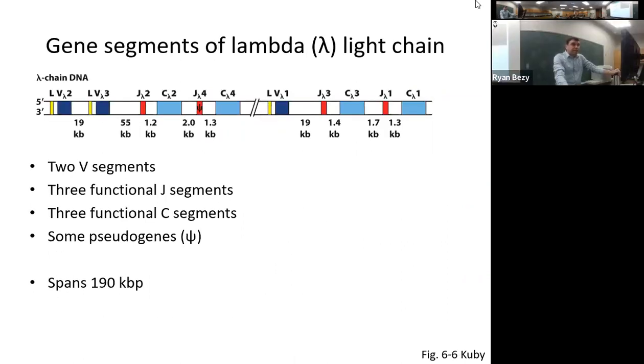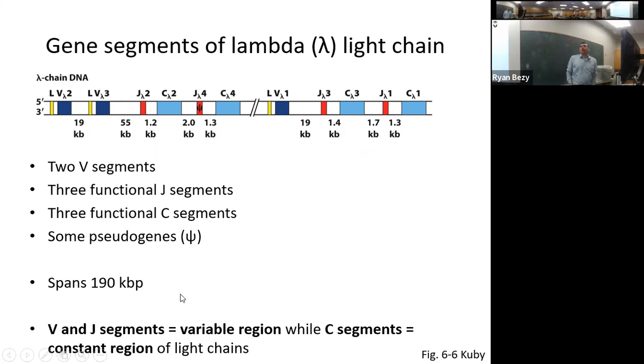Lambda light chain in mice only has 2 V segments. And then it has 3 functional J segments, so it's got fewer. It actually has a couple different C segments, but don't worry about that too much, and some pseudogenes mixed in there. So lambda light chain is not quite as diverse as kappa light chain. You also see some of the V and J segments are interspersed a little more funky. Okay, so lambda light chain is a little bit odd.